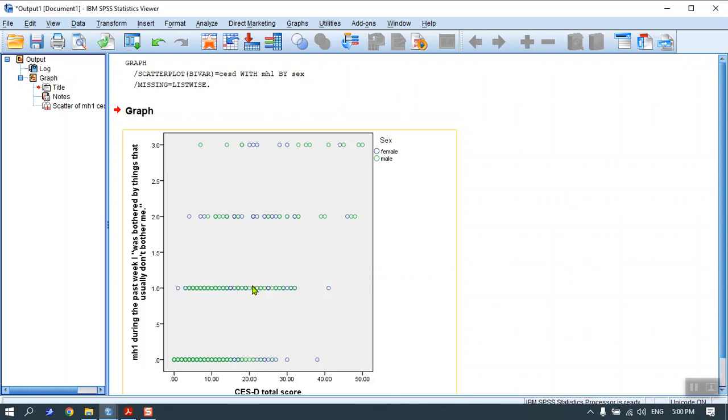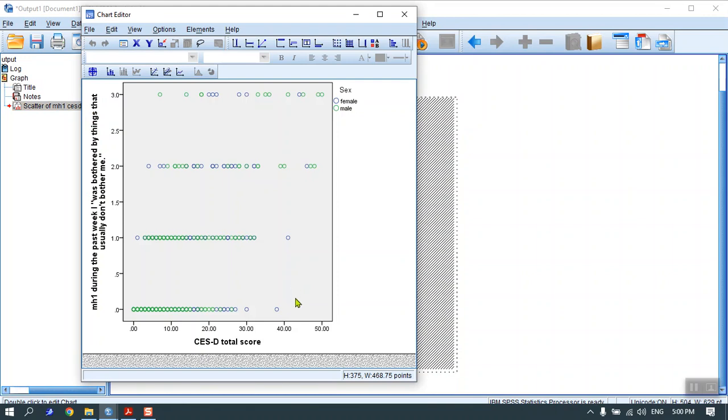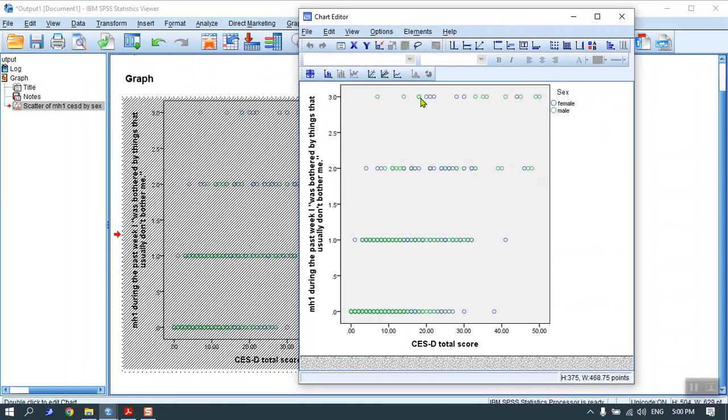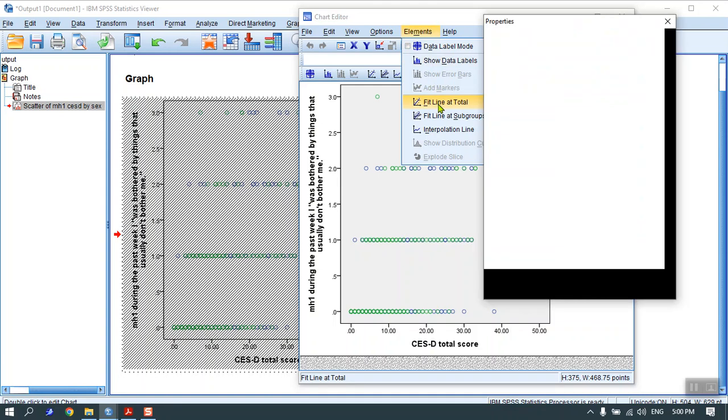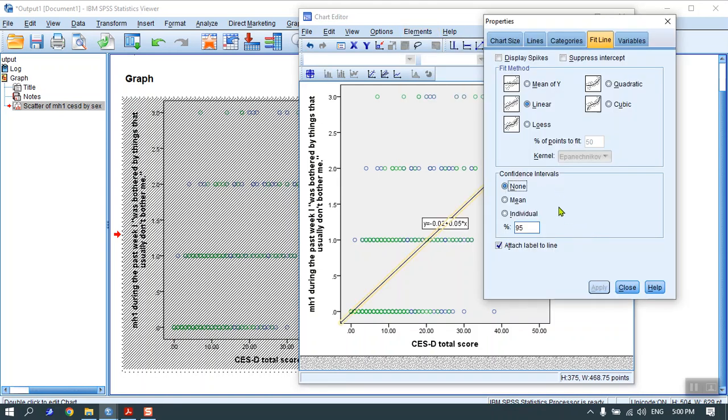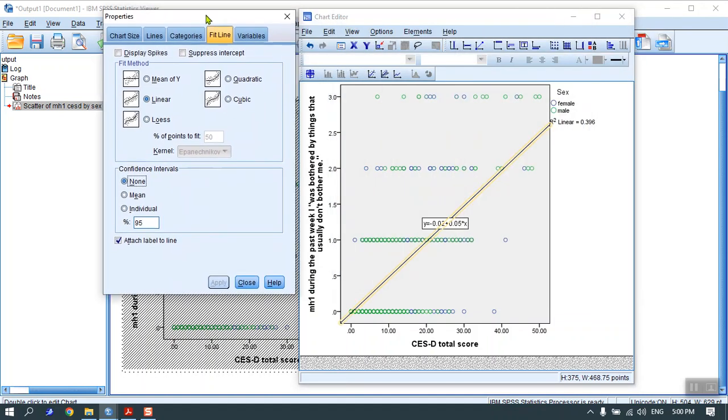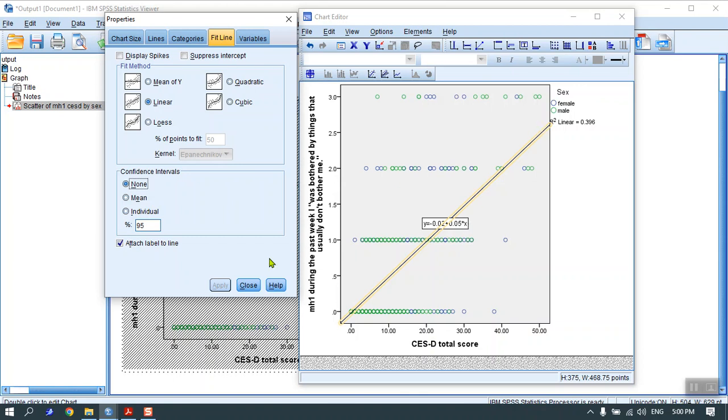There's not much of a pattern. Item 1 is: during the past week, I was bothered by things that usually don't bother me. That's a very interesting kind of graph. We double click on it, and that comes open. We go to Elements, and we can fit it for the whole group. What can we fit? Well, it automatically fits the straight line. You can see it right there. That's the default for the scatterplot.